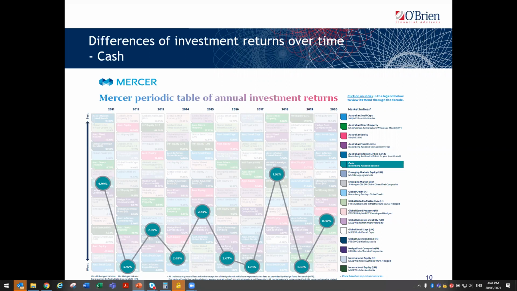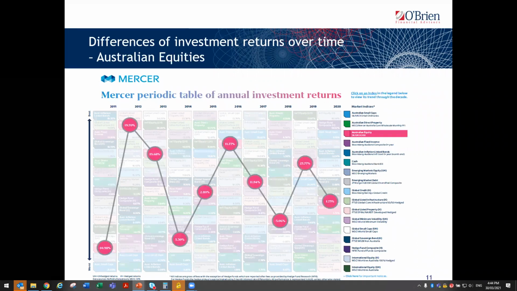The next one we're going to look at is Australian equities. In this one, you can see in 2011 there was about negative 10.98%. In 2019, that was around 23.77%. And in 2020, when we had the pandemic, that was around 1.73%.